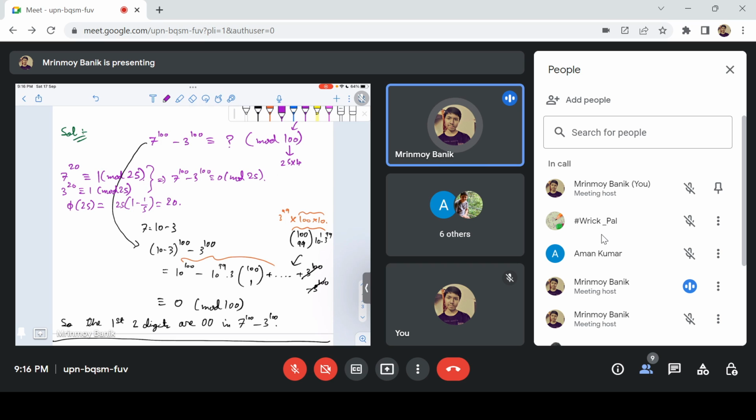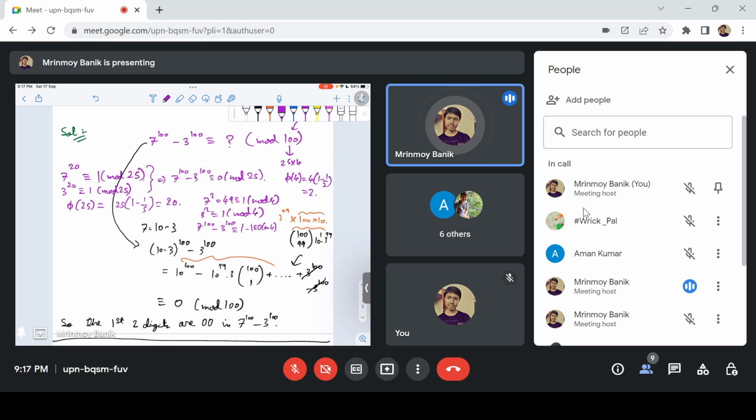And for 4, I think it's the same way. So for 4, phi of 4 is 4 times 1/2, so it's 2. 7 squared is 49, which is 1 mod 4. And similarly, 3 squared is 9, which is also 1 mod 4. And so 7^100 minus 3^100 is 1 minus 1, or 0 mod 4.